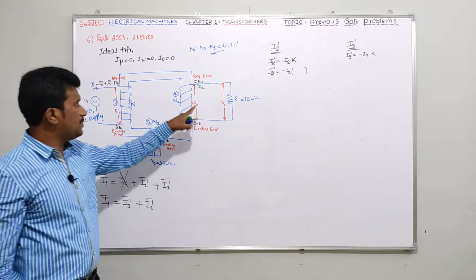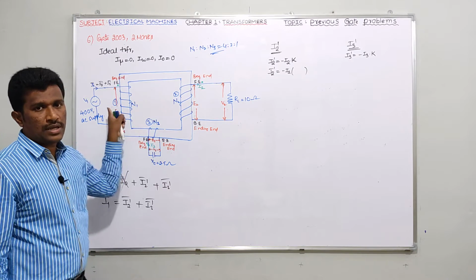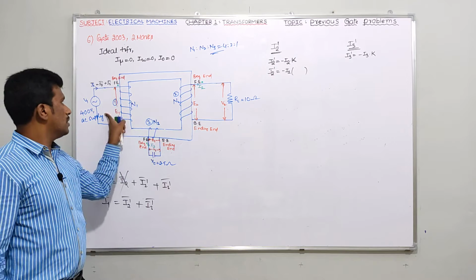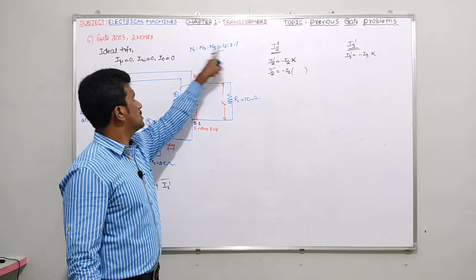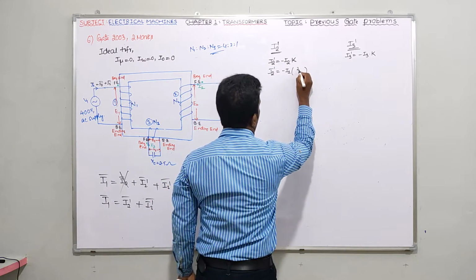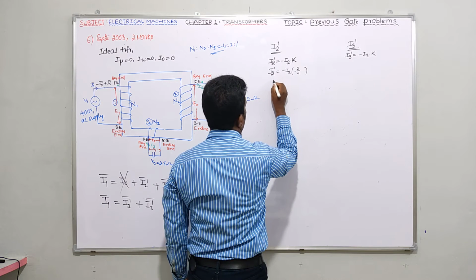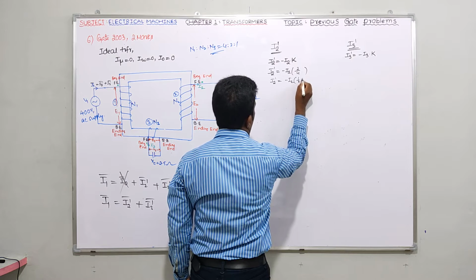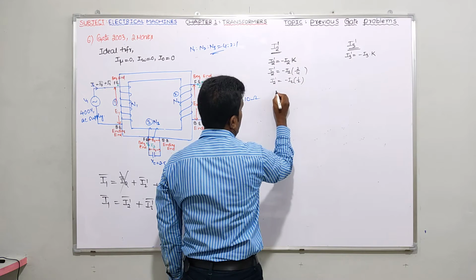Now see, I2 dash means I am just referring secondary current towards primary. That means K means what? K means N2 by N1. So N2 by N1 is what? N2 by N1 means 2 by 4. So now tell me, I2 dash equals minus I2 into 1 by 2 is the value. So the thing is, here you have to find the I2 value.